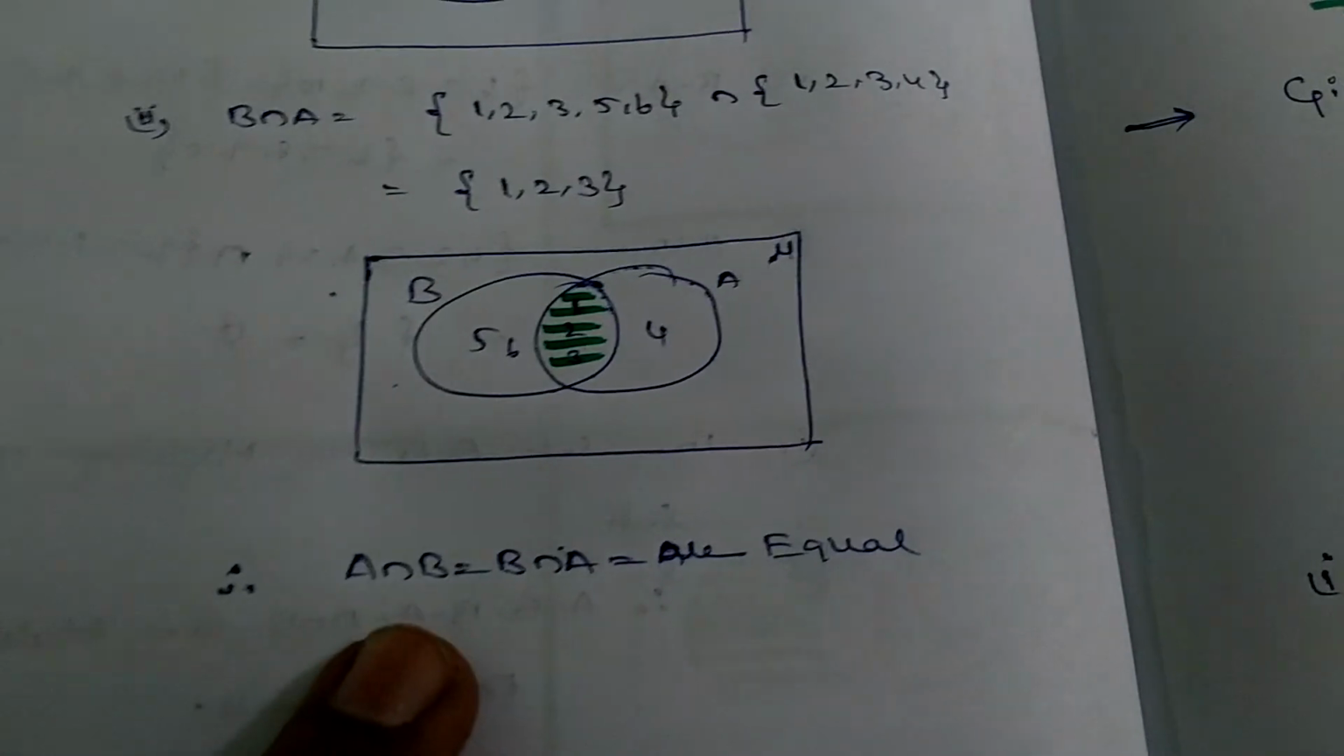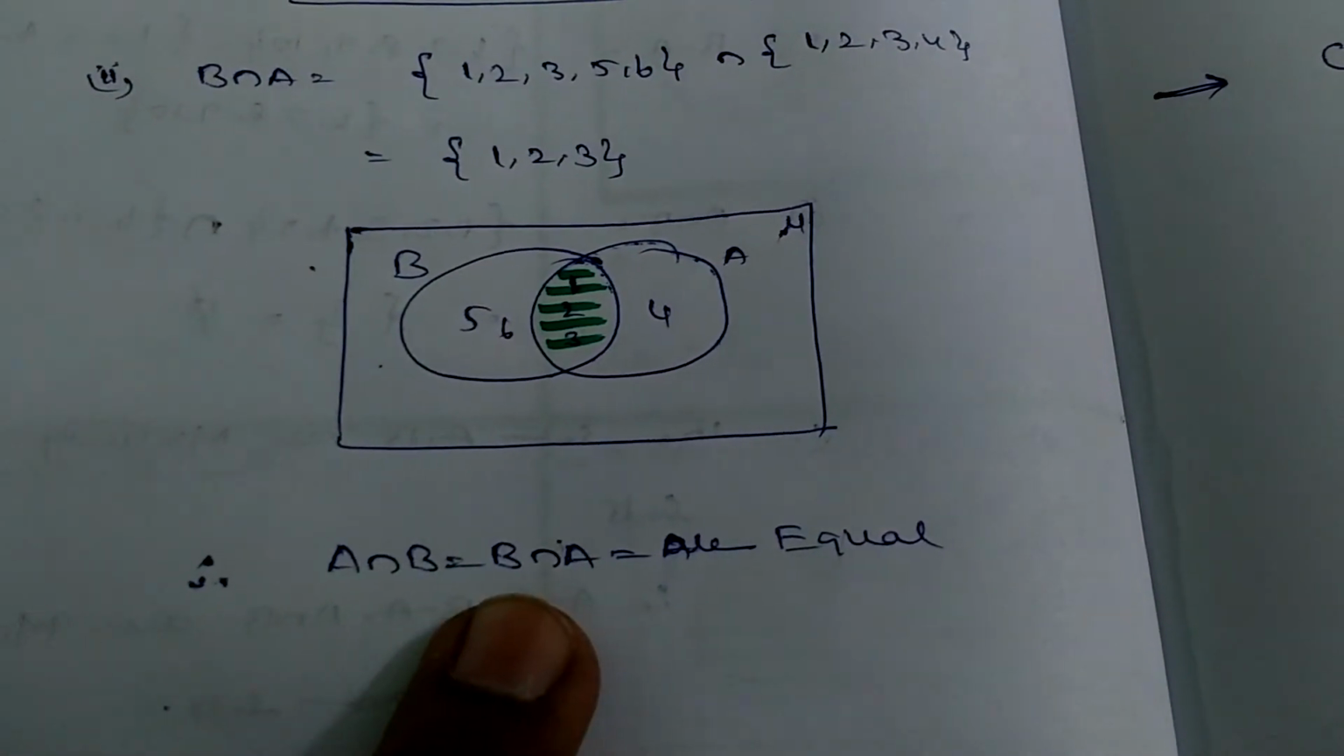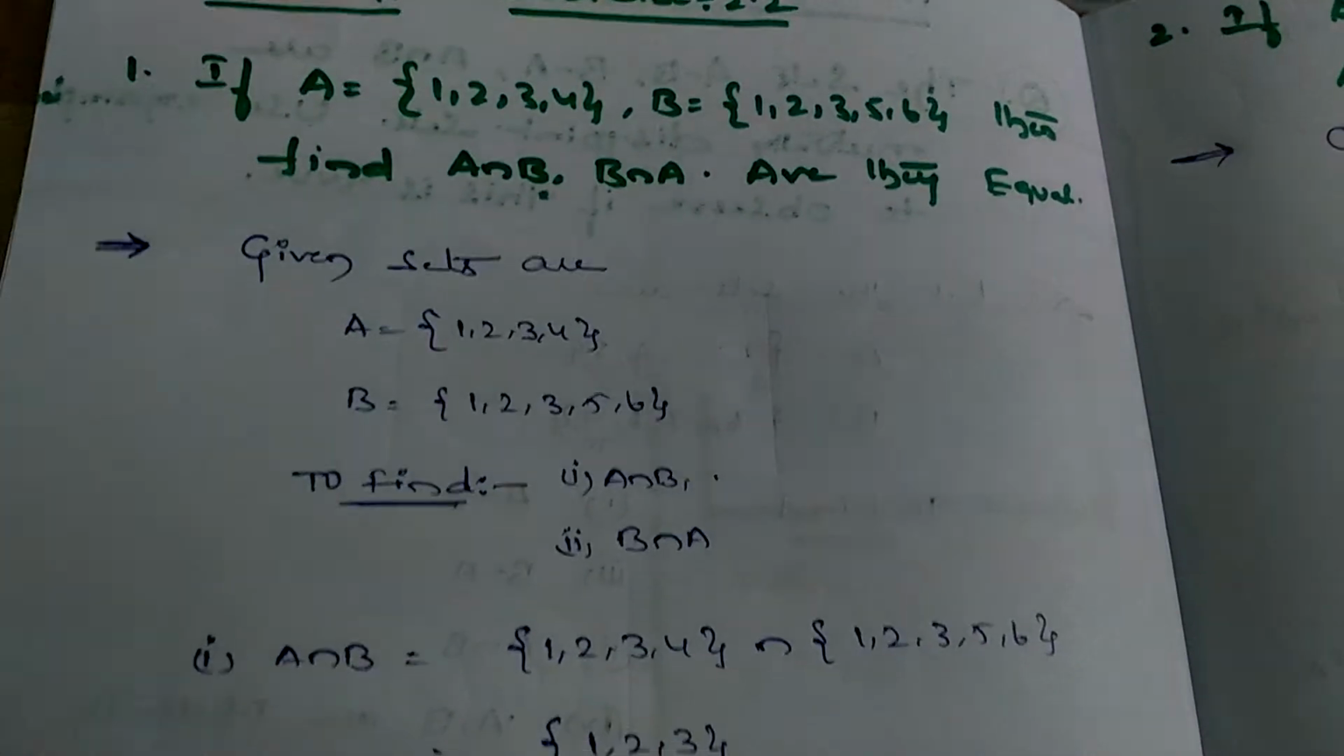We observe that A intersection B and B intersection A are equal. We got the same result, right?